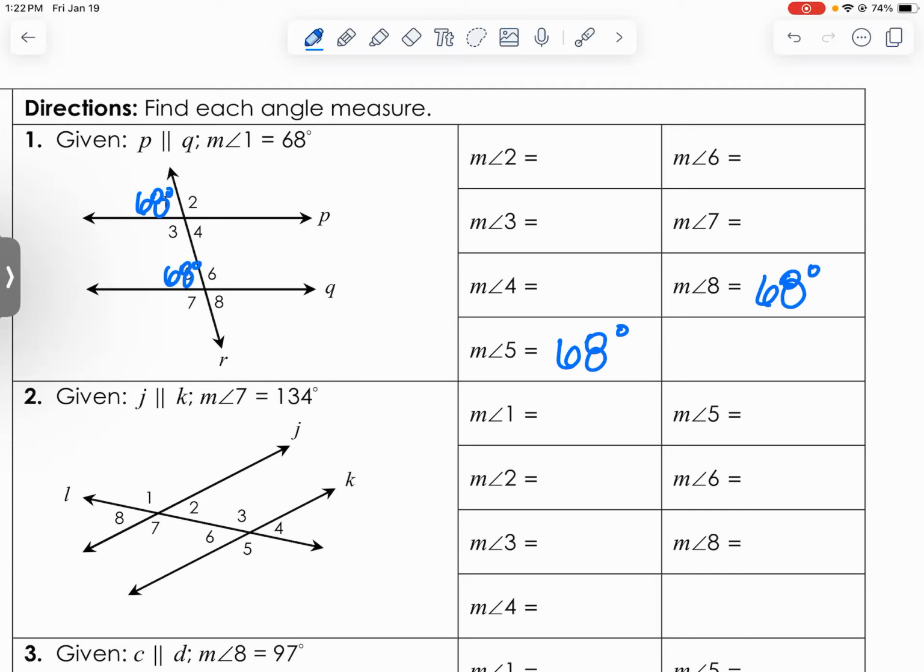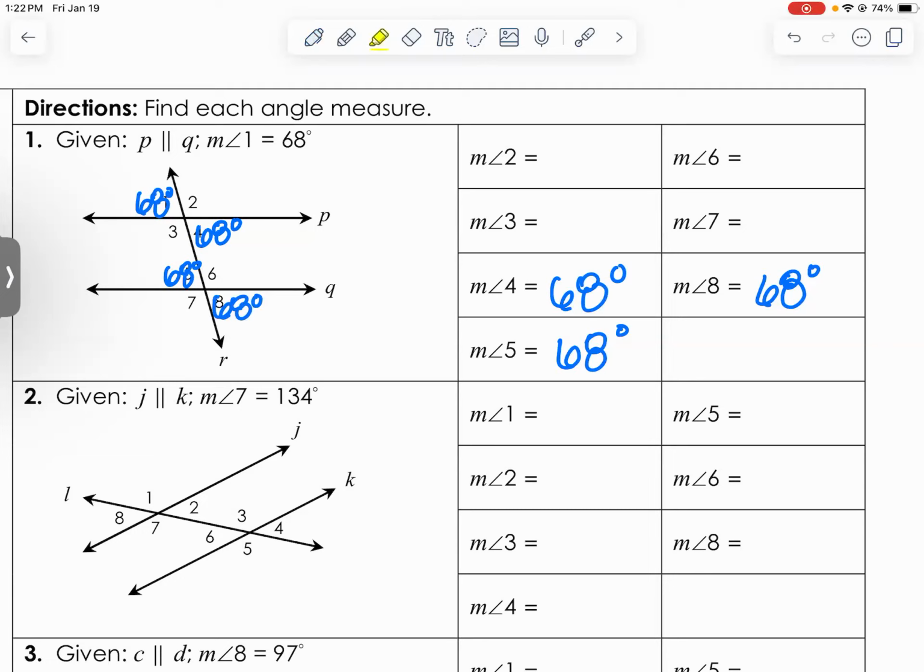Okay. What is true about angles 4 and 5? What is their relationship? What do we call those? Alternate interior. And what do we know about alternate interior? They are congruent. They are the same. Consecutive. Okay, so let's talk about that, Jacob.